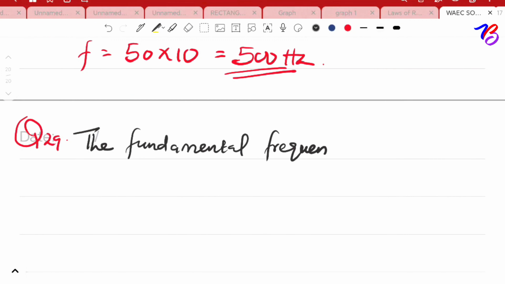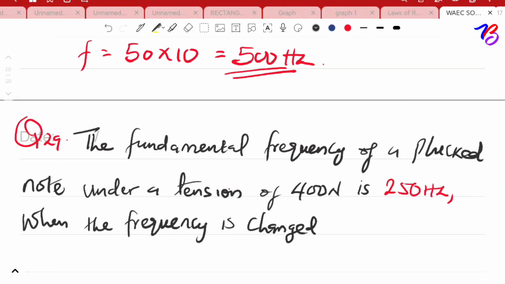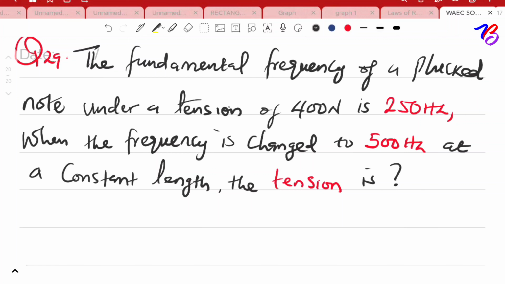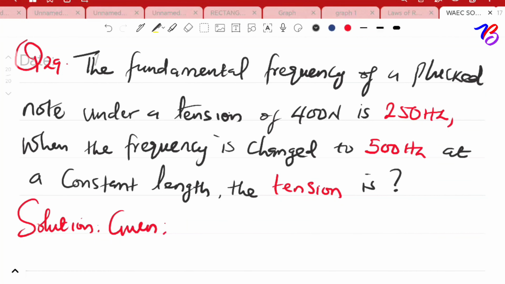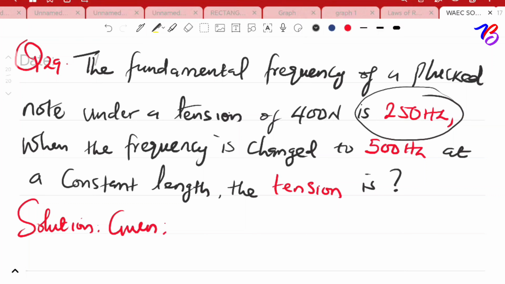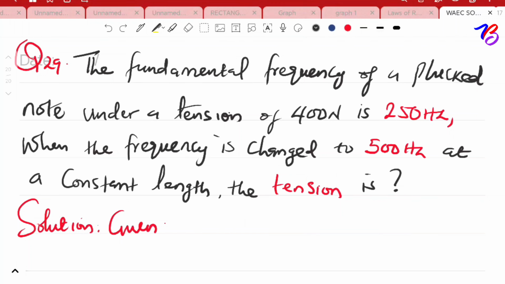Next question. The fundamental frequency of a blocked node under a tension of 400 Newton, underline that, is 250 hertz. When the frequency is changed to 500 hertz at a constant length, the tension is what? So this question is asking us for the tension. If you observe, from the given parameters, number one, we have the fundamental frequency given to us to be 250 hertz. If you look at the question, we have another frequency. The frequency is changed to 500 hertz, so that becomes our F2.